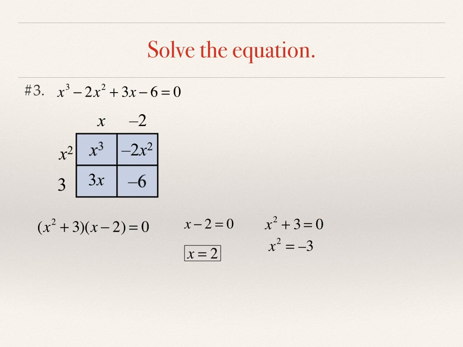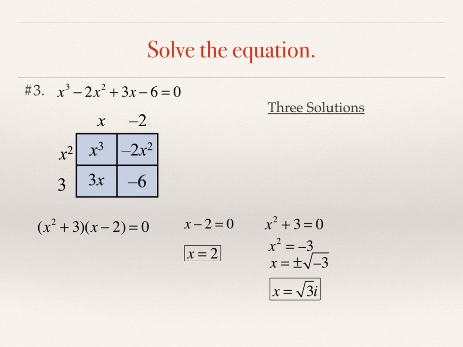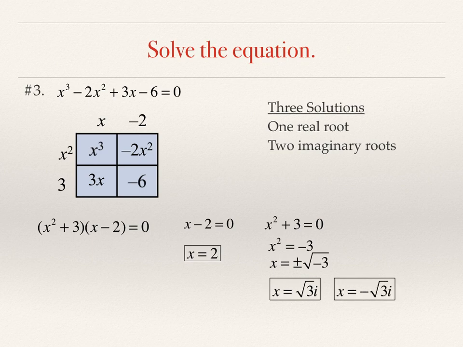We can take the square root of both sides. And the square root of negative 3 we call the square root of 3 i. So one solution is the square root of 3 i, the other one is negative the square root of 3 i. So again, there's one real solution. There are 2 imaginary roots, the square root of 3 i and negative the square root of 3 i.